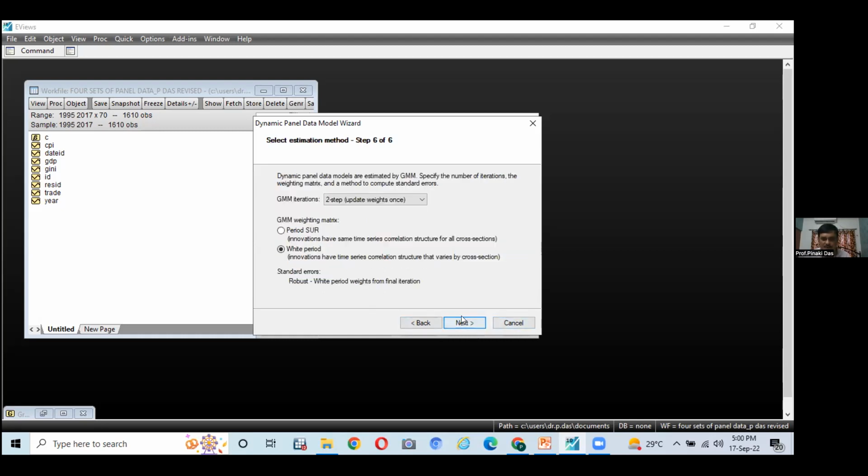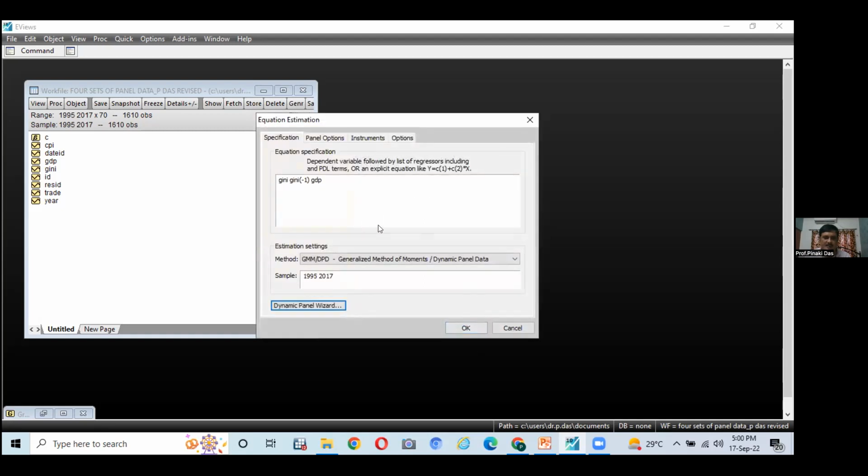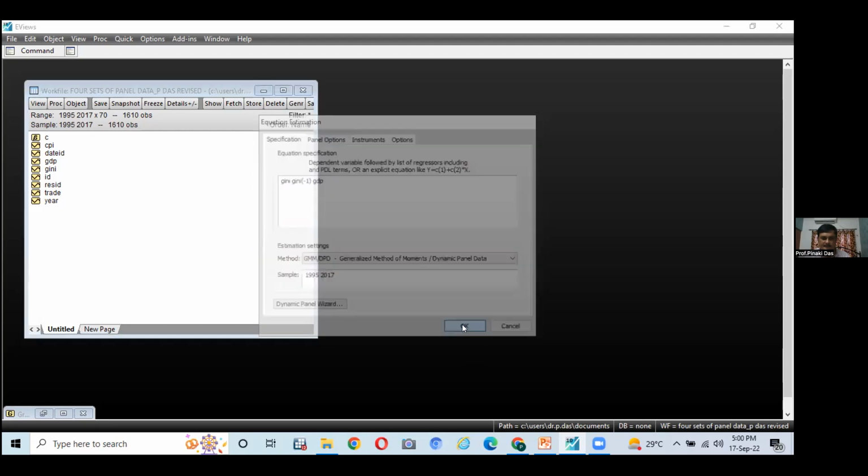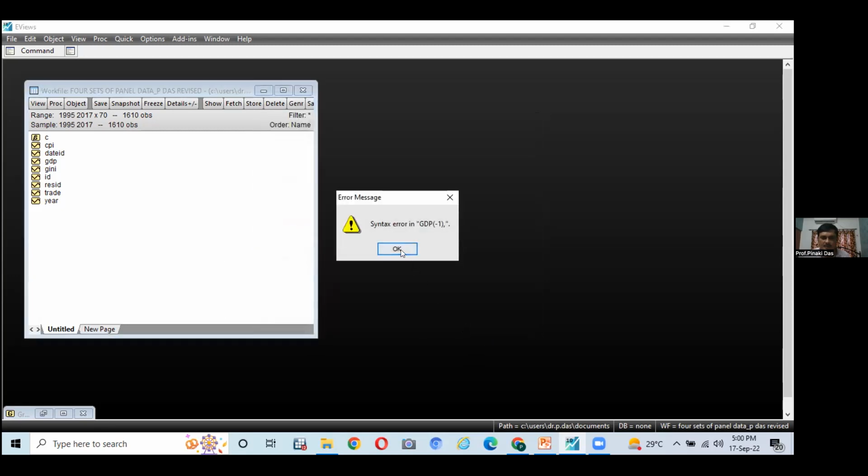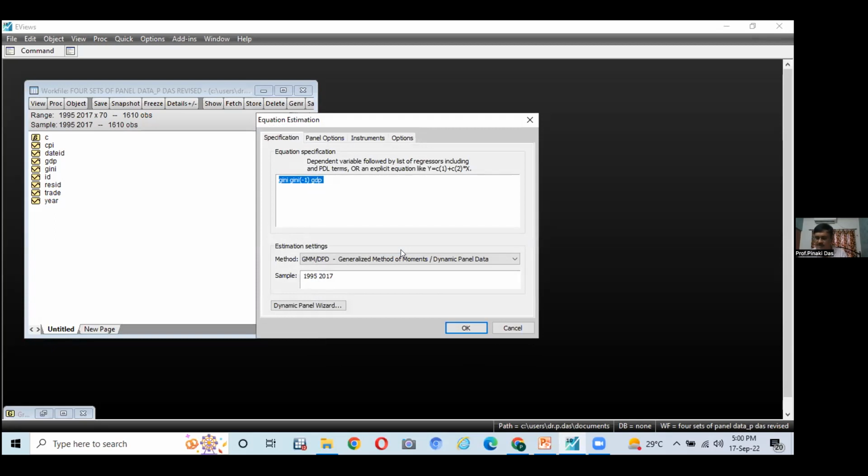Next, all other remaining settings are the same. Okay, GDP -1. What is the problem?